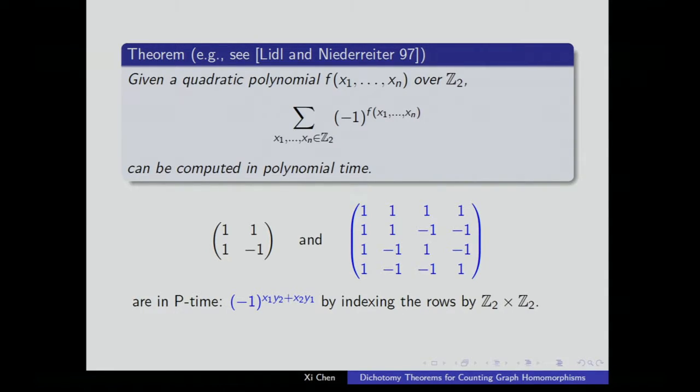And the same holds for this 4x4 Hadamard matrix, which takes a little bit of work because you have to try and see that if you index the rows and columns by Z2 squared, so let's say you index the rows by 0,0, 0,1, 1,0, 1,1, then you can express the entries as minus 1 to the power of x1 y2 plus x2 y1. And using the same argument would reduce us to the algorithm behind this theorem.